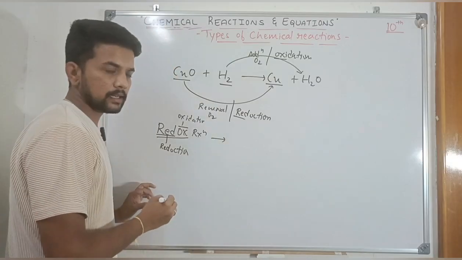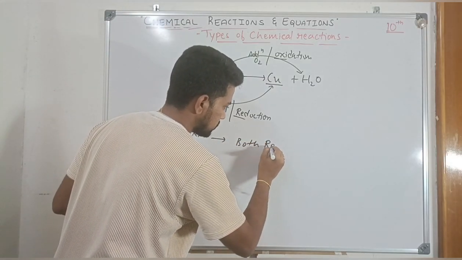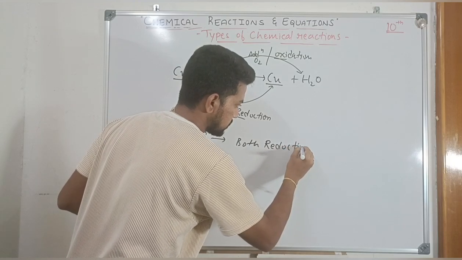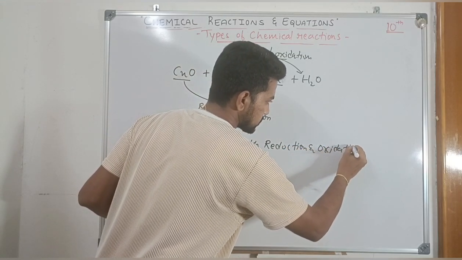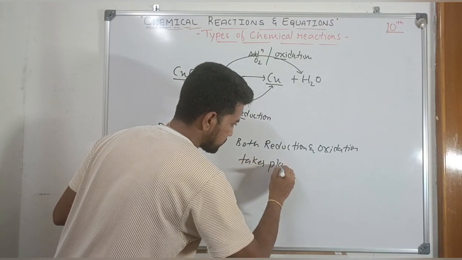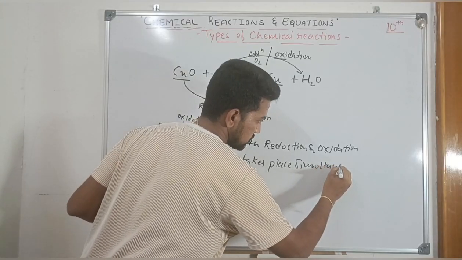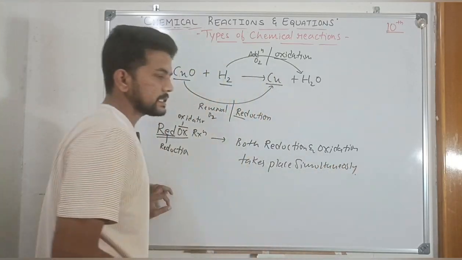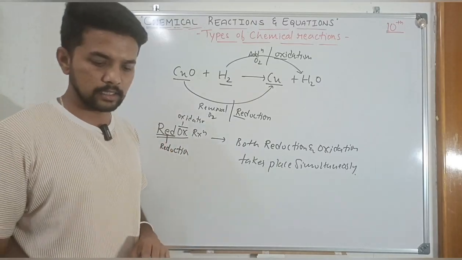So the type of chemical reactions in which both reduction and oxidation take place simultaneously, and those type of chemical reactions are called as redox reactions.